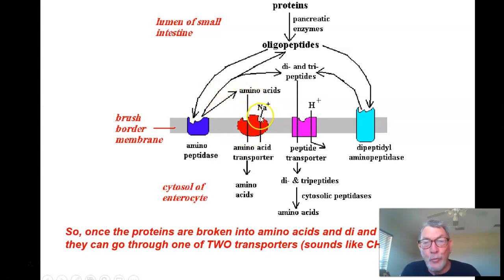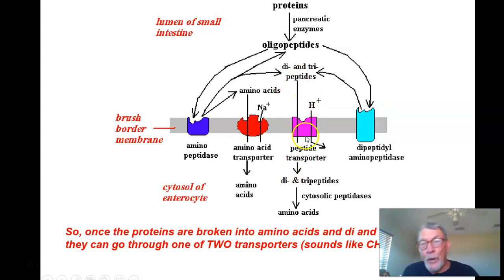This isn't just one amino acid transporter. You have one for tryptophan, you have one for lysine, you have one for glycine. You have your transporters to get your amino acids in. These are sodium co-transporters, and they'll take individual amino acids. But if some only get broken down into twos and threes, you have a second kind of transporter driven by hydrogen, which will take those.